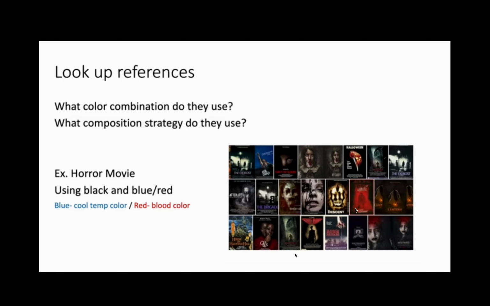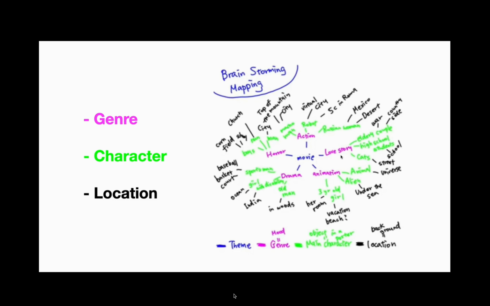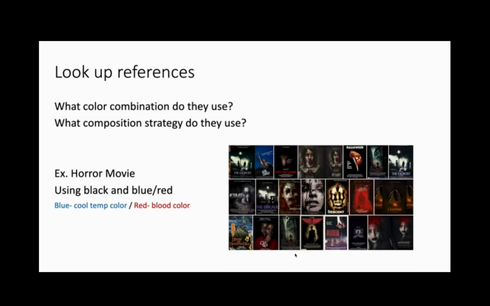So right away, you can notice a rubric of how this normally goes. And so what you want to do is look up and see what color combinations they use. What composition do they use? Some of these use only the face. Some of these use only backgrounds. So it really depends on what you're going to be working towards. So you're going to take your ideas from your brainstorm mapping, and then look up the references. See what you can find.